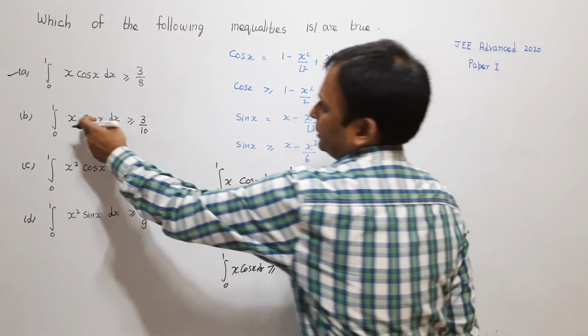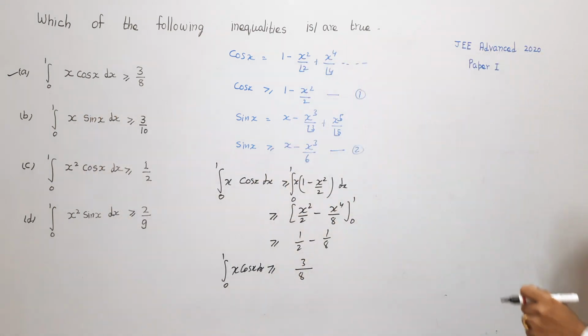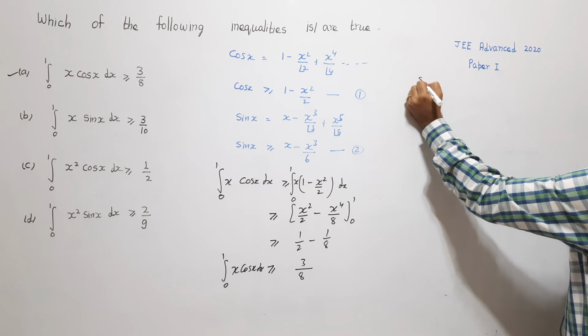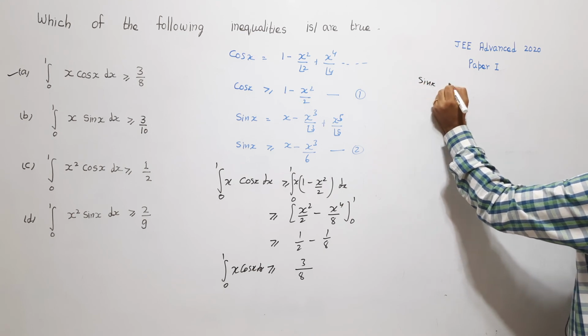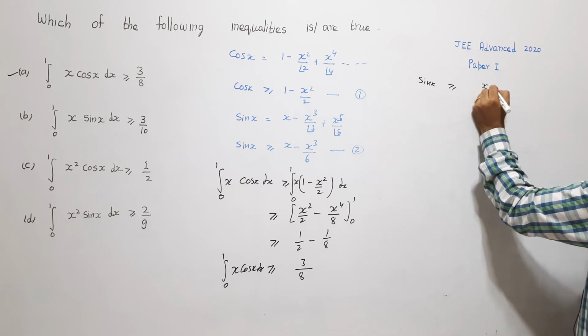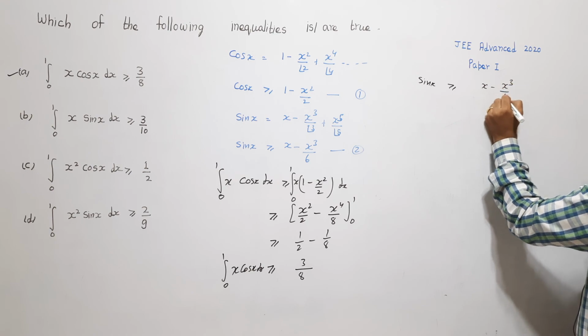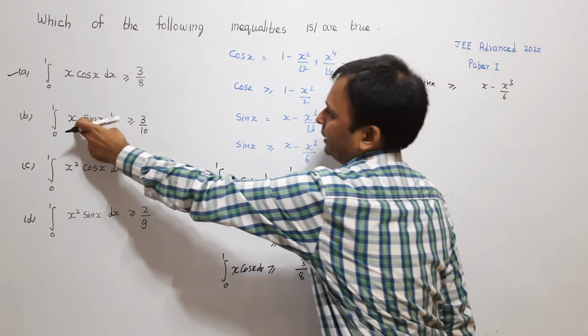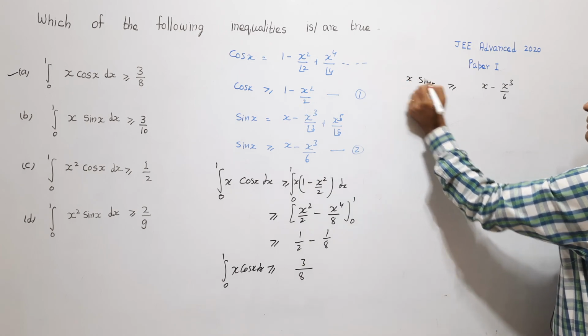Now taking x into sin x, I am using the second result, which is that sin x is always greater than or equal to x minus x cube upon 6. So for x into sin x, I am multiplying by x.